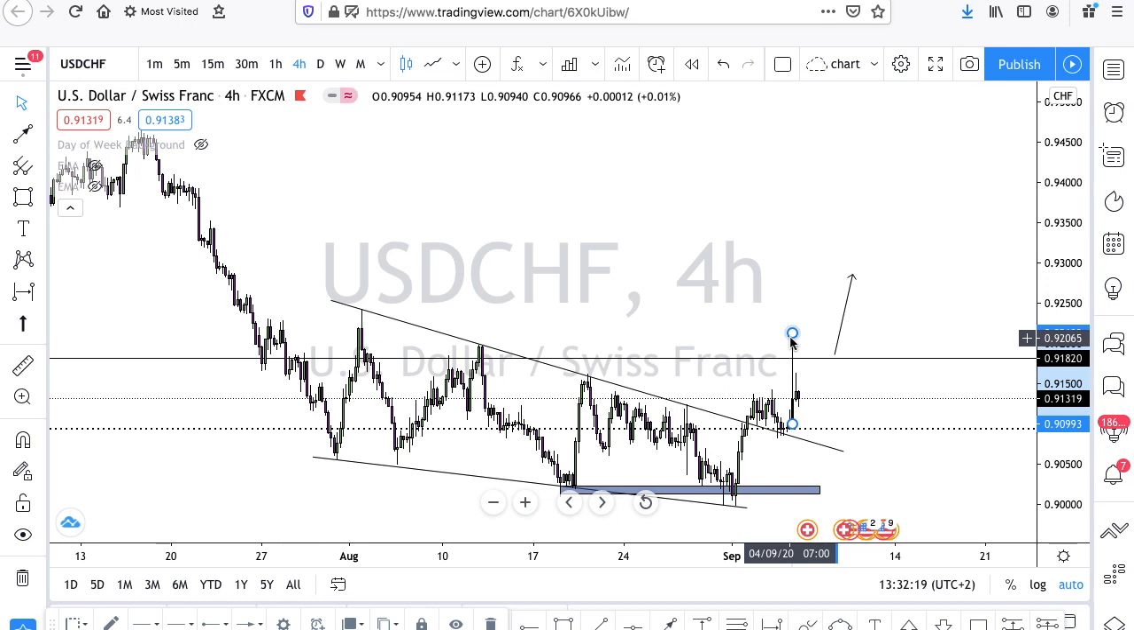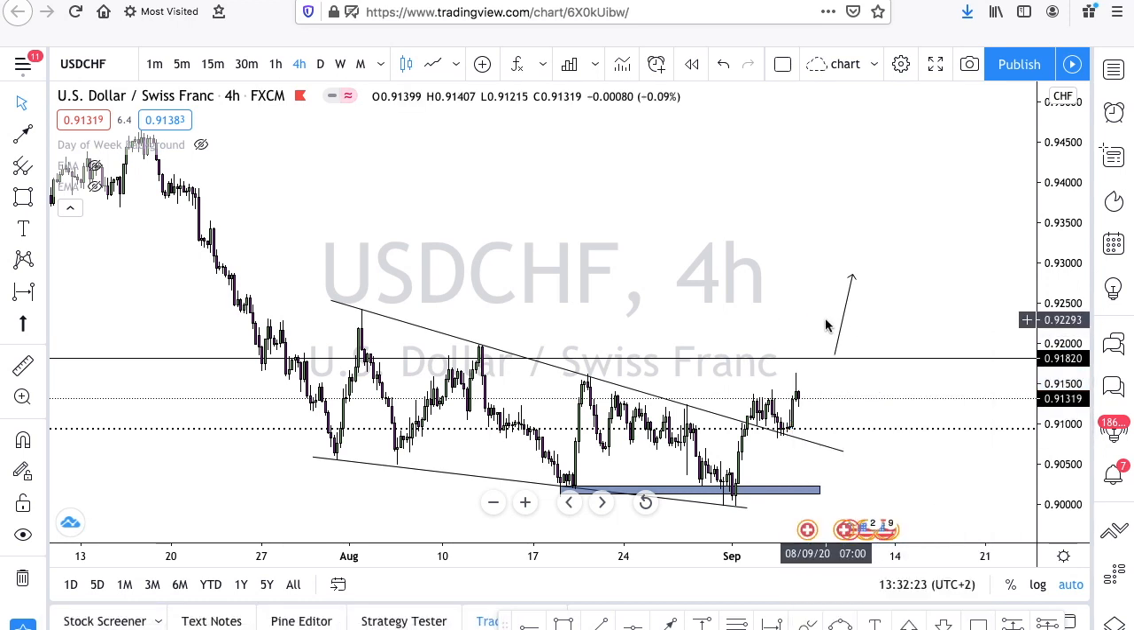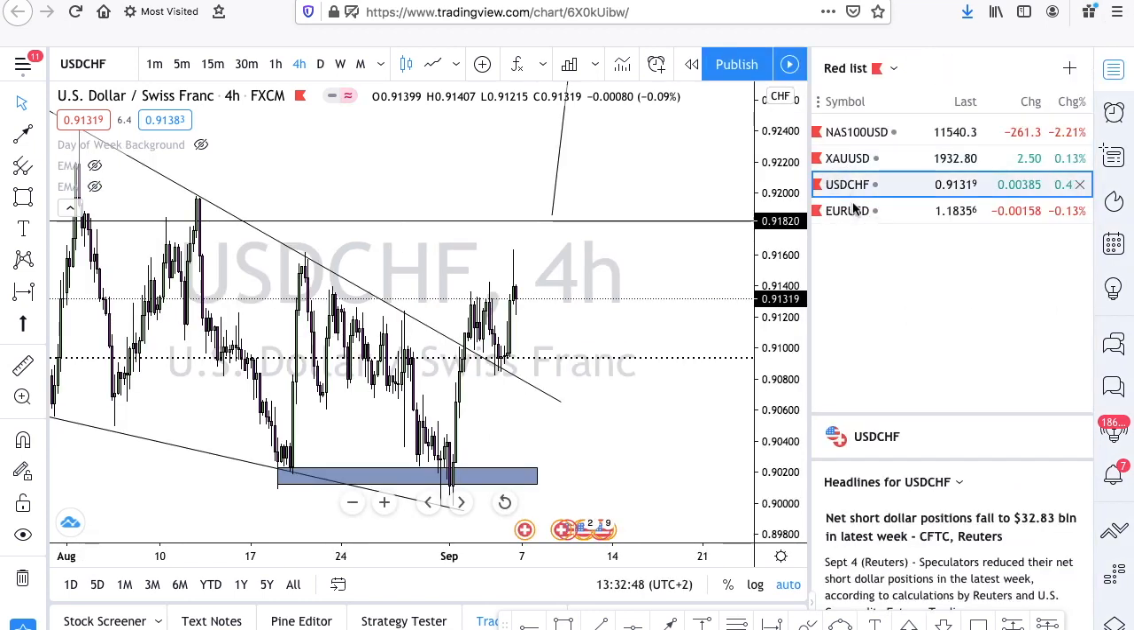Let me just give another example. Maybe I was too quick on this one, so let me go to EURUSD. Remember, when I'm analyzing pairs, if we're looking at USD CHF, we also need to look at XXX USD pairs where USD is on the right. Since I'm seeing a buy here, I should be seeing a sell on EURUSD.